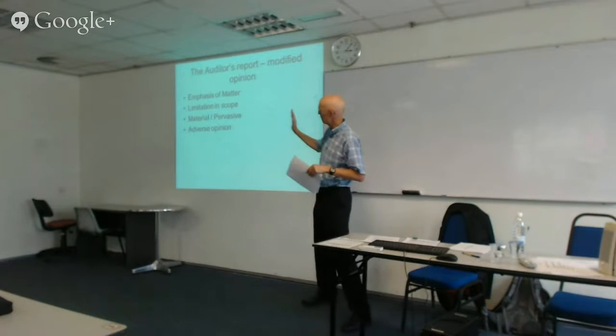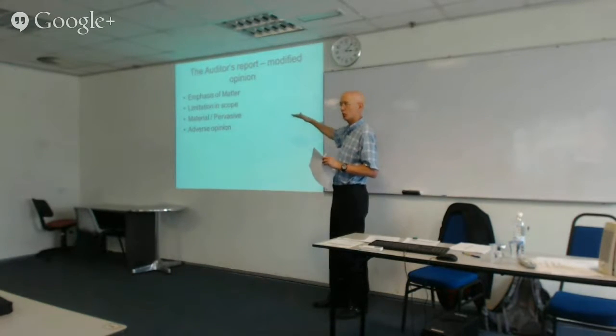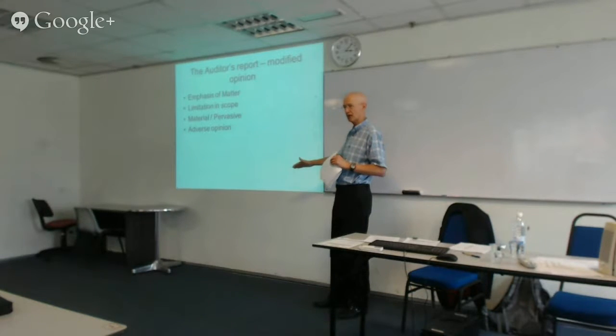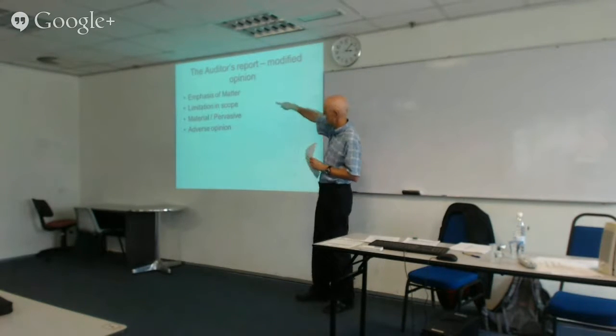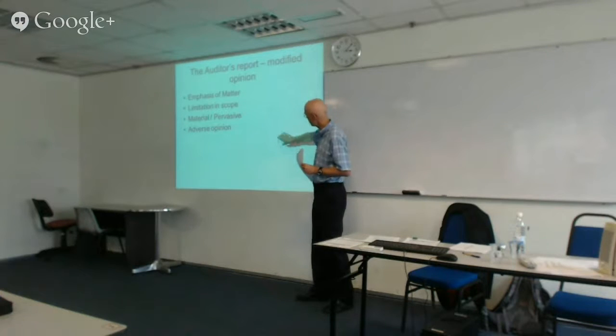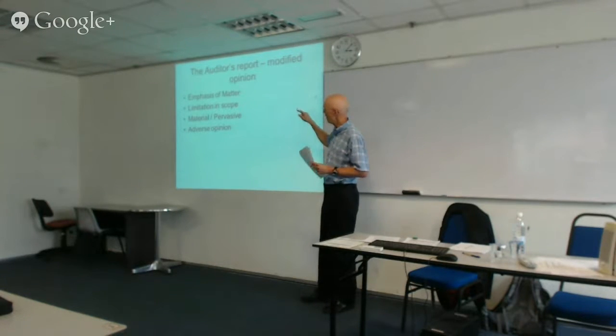So what we're doing is we're setting that bit to one side. We're saying our audit work was restricted because of whatever it was, but in all other respects, we're happy the accounts provide a true and fair view. Yeah, so a setting to one side process. So that's an initial assumption, that emphasis of matter. The limitation of scope says, don't know about that bit, this bit's all right. Okay? And then that adverse opinion fundamentally says that we do not agree.